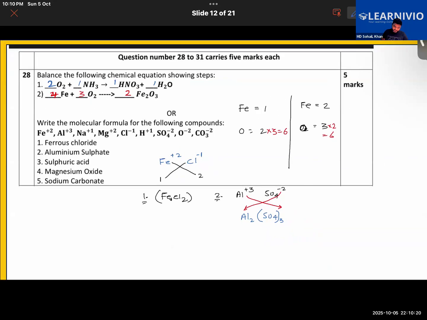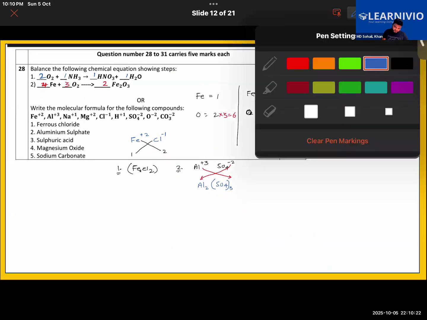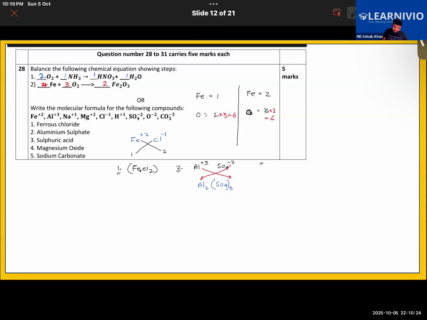Hope you are actually understanding it. Yes, sir, I got it. So tell me the answer for the third question then. That is sulfuric acid. We have learned about the chemical formula of sulfuric acid in the chapter on acids, bases and so on. See, sulfuric acid is made up of hydrogen and sulfate.